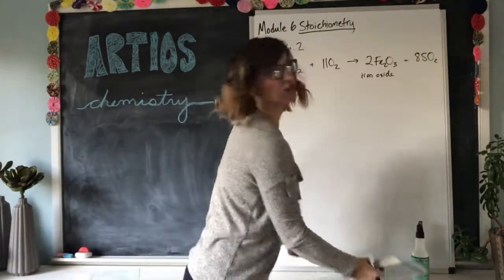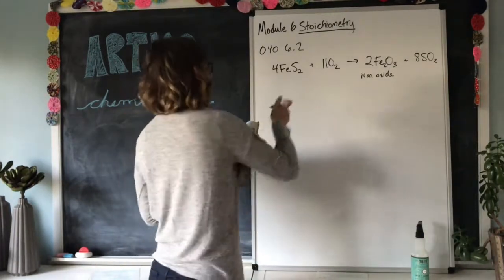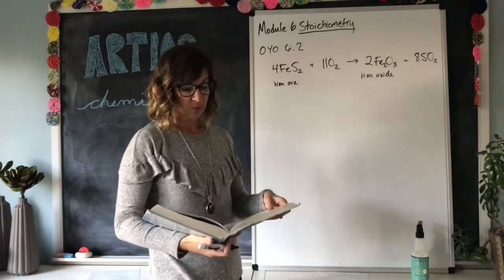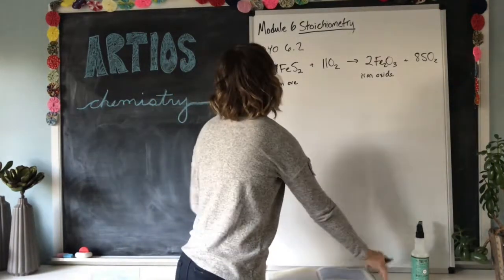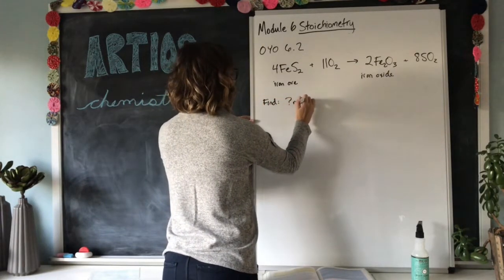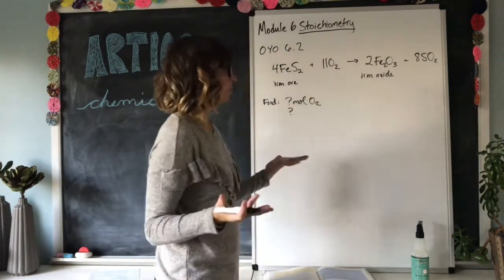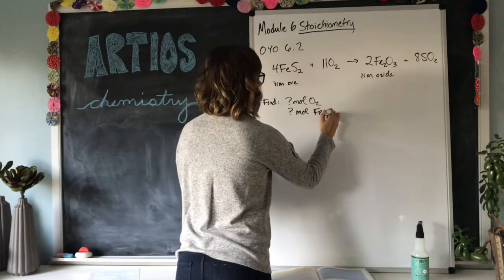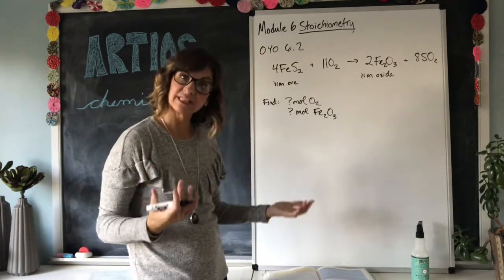Okay, so if an iron manufacturer starts with a certain number of moles of iron ore, this is the iron ore, how many moles of oxygen will be needed to completely react with the iron ore? Okay, so we are going to find how many moles of oxygen are needed here. And then secondly, it's asking how many moles of iron oxide are produced. How many moles of Fe2O3 are produced, okay? So let's figure that out.